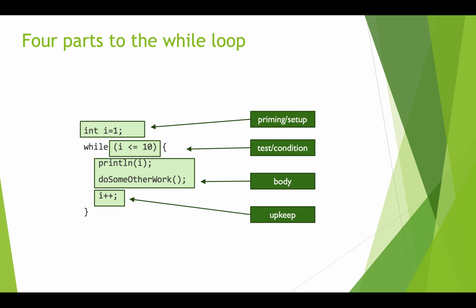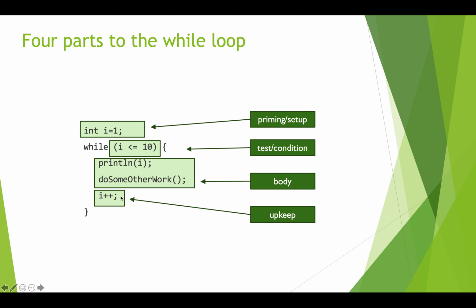So there's 4 parts to our while loop. You can think of this as the priming or setup or initialization code. We have our test or our condition, which has to be a Boolean expression. We have the body of the while loop. This is the set of statements inside the curly braces that will be executed as long as this is true.